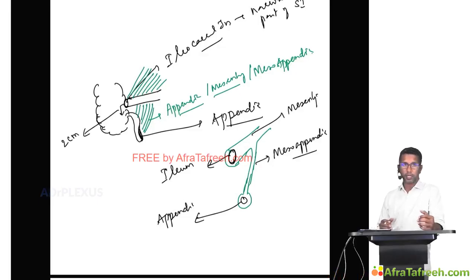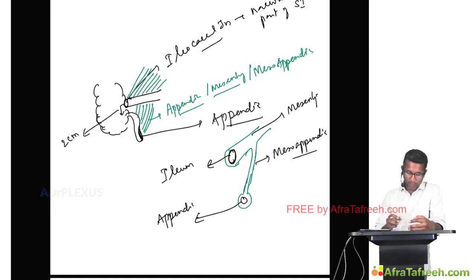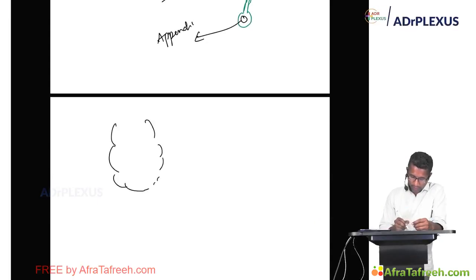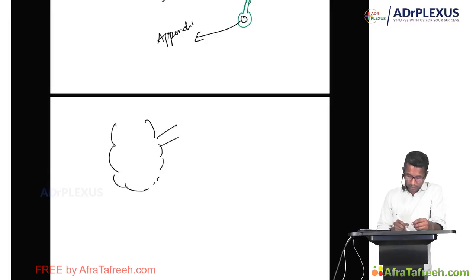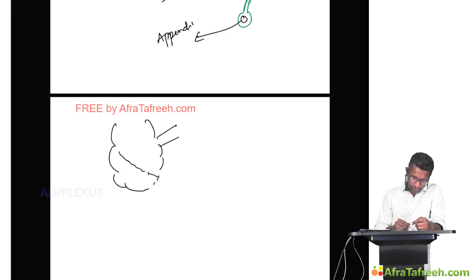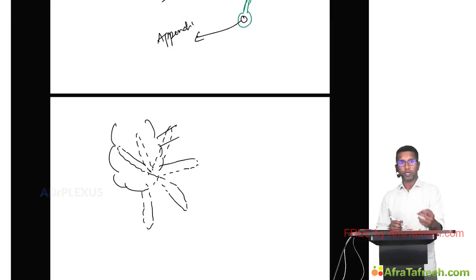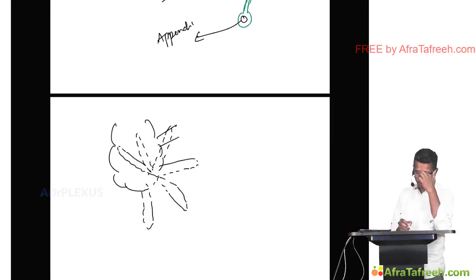The appendix position is very variable, guys. The appendix can be seen in a number of positions. Let us consider this is the colon, this is the ileum, and this is the appendix. The appendix can lie in several positions. It can lie in the 11 o'clock position, 12 o'clock, 2 o'clock, 3 o'clock, 4 o'clock, or 6 o'clock position. It can lie in so many positions.